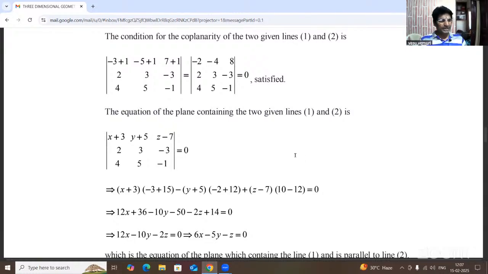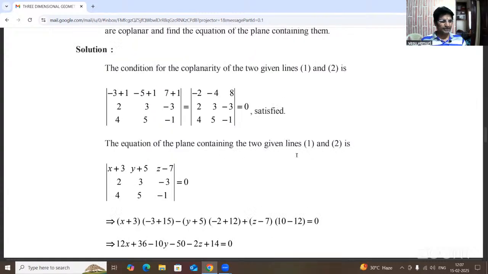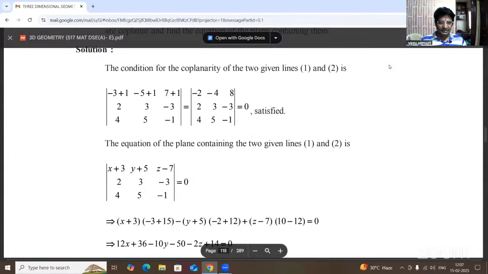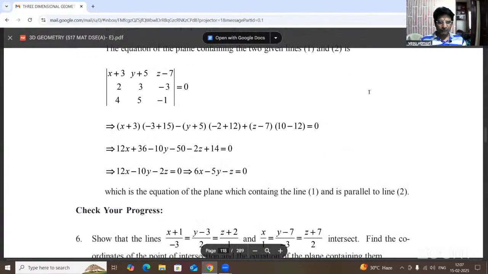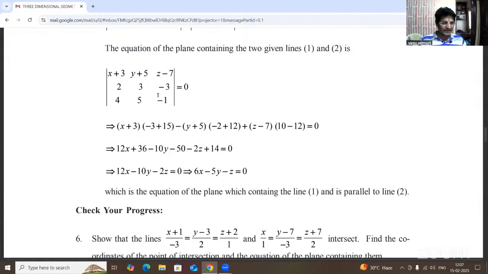Okay. Now, here the equation of the plane containing the two given lines. Okay. Now, what about the equation? Determinant of x minus x1. Now here according to the theory, what about the condition?